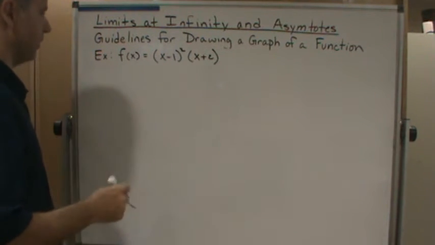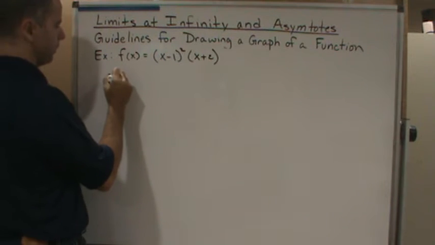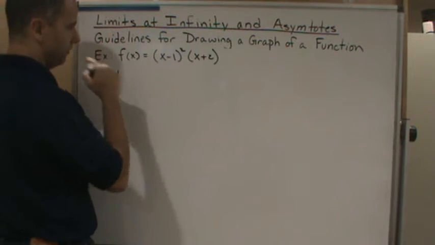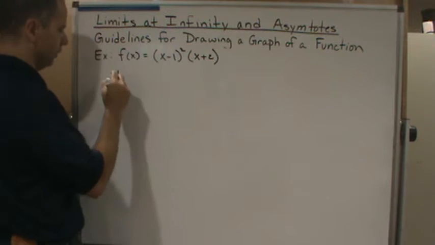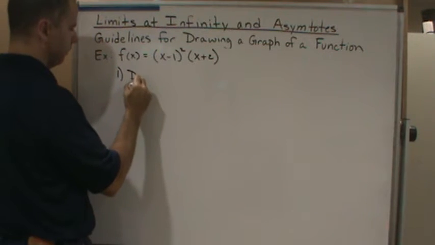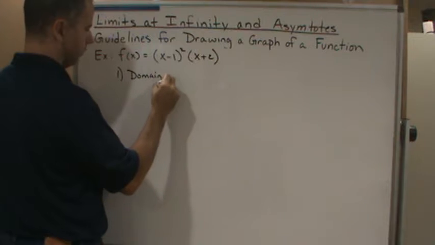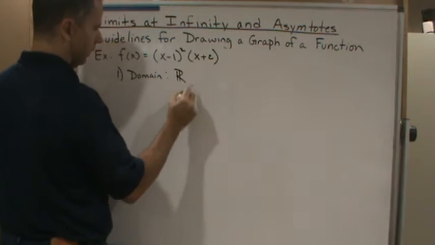So the first thing is the domain, right? The domain of the function here is all real numbers. It's a polynomial. You can expand this out and you get a polynomial. So the domain is all real numbers.